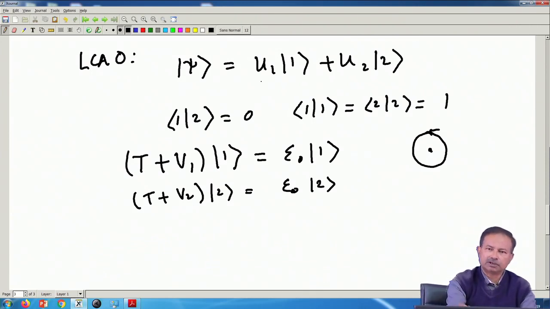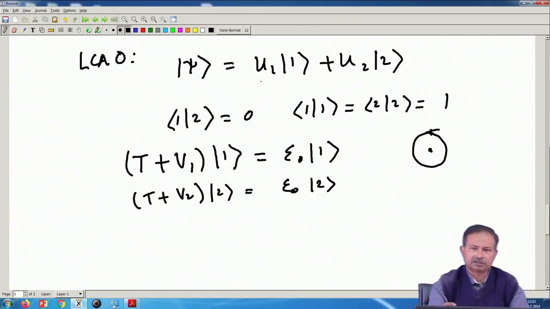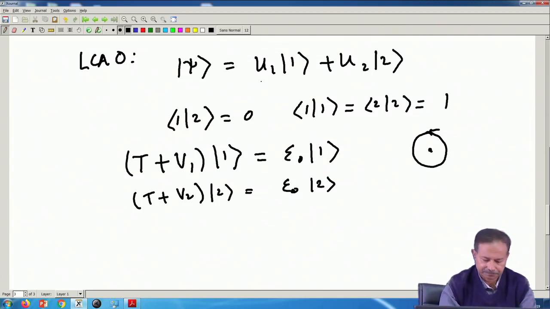I have chosen U 1 and U 2 to be real here. I could easily relax that and choose them to be complex, but just for simplicity of calculation I am choosing them to be real. There is no loss of generality in that.